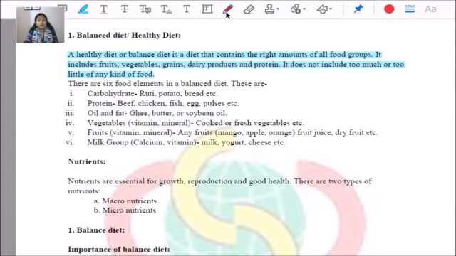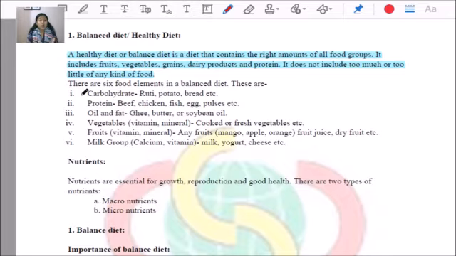Now we will know about the food elements. All of us, we know that we have 6 food elements in our balanced diet. These are carbohydrates. Carbohydrates is the main energy source of our body. We can get carbohydrates from potato, bread, roti, etc. Protein. Protein helps us to build up our muscles. We can get protein from beef, chicken, fish, egg, pulses, etc.